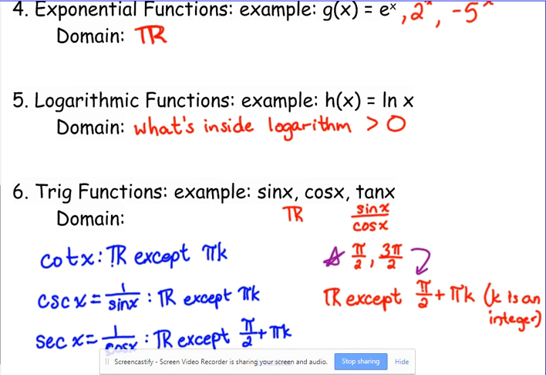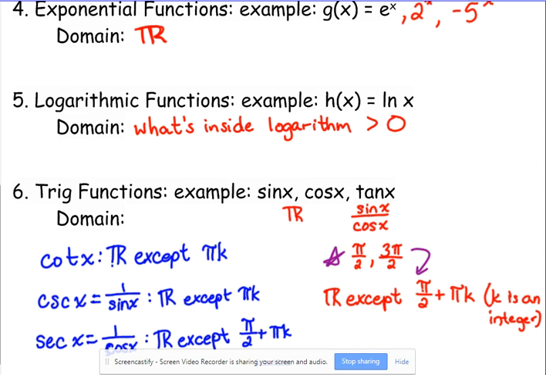Trig functions go on forever. It also gets the negative ones. Negative pi over 2, negative 3 pi over 2. k is an integer, so it goes from 0 on up, or it can be negative numbers as well. But what it's doing is producing all those values for which cosine is equal to 0.